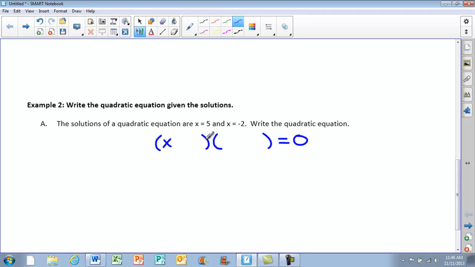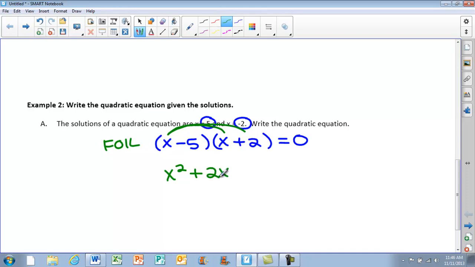We fill in x since that's our variable, and now we just need to take the opposite of our solutions. So we have a positive 5, so I'm going to have x minus 5. We have a negative 2, so I'm going to have x plus 2. Now remember, our second step is to just go through and to FOIL. So my first terms are x times x, or x squared. My outer terms are x times a positive 2, so plus 2x.